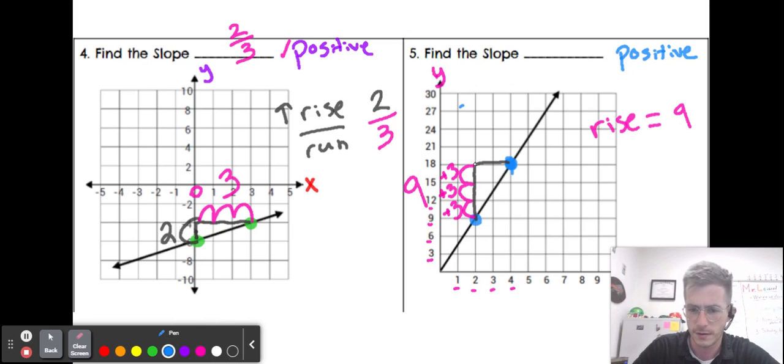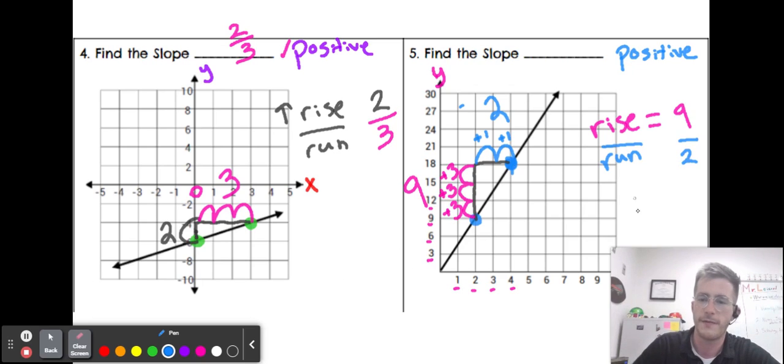Run would be 1, 2 jumps, and each jump is worth 1 in this case. So +1, +1. So run would be 2, which means that my final answer, I cannot simplify this fraction. I cannot divide 9 and 2 by something and make this smaller. So 9 over 2 would be my final answer for that slope.